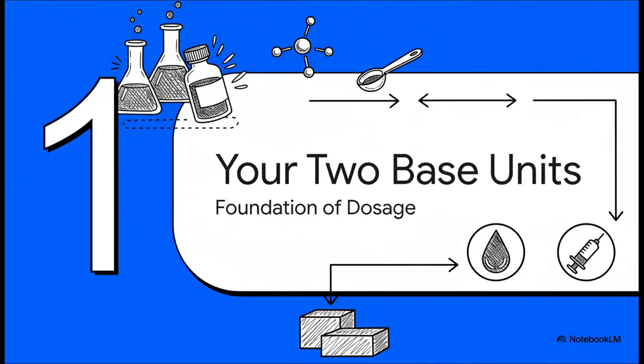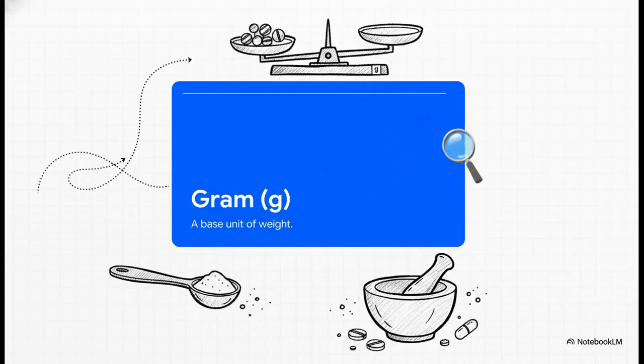Okay, so to get started, let's build our foundation. And the great thing is, we only need to really, truly understand two core units of measure. Seriously, if you can get these two down, you've pretty much got the basics for almost every single dosage calculation you'll ever have to do. First up, we've got the gram. Simple enough, right? This is our base unit for weight.